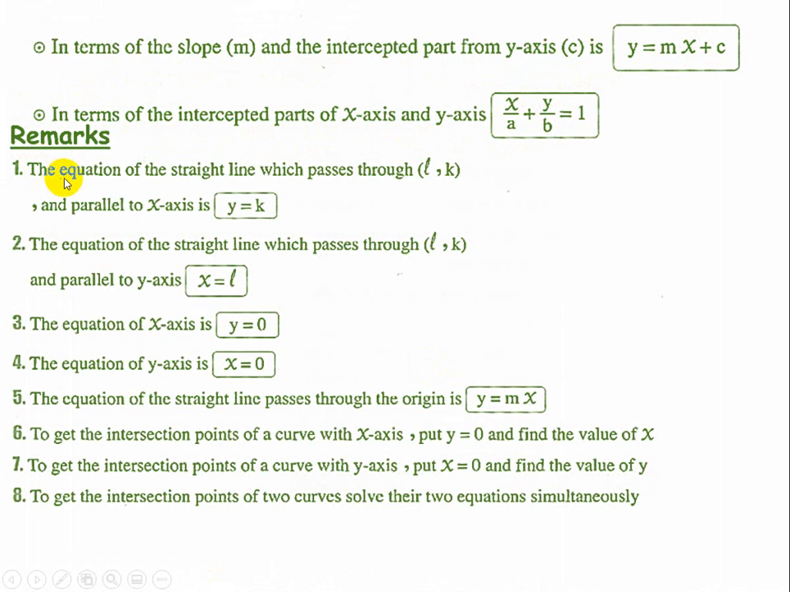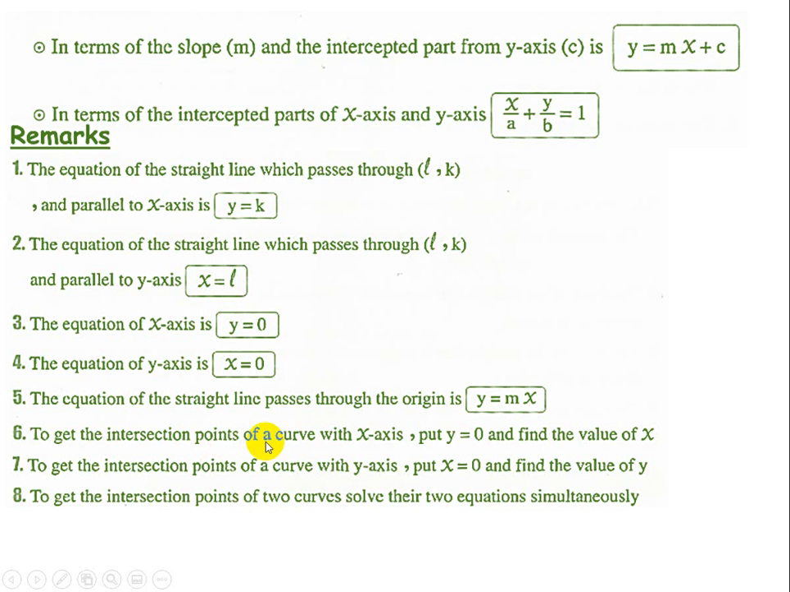Remarks. Number 1, the equation of the straight line which passes through (L, K) and is parallel to the x-axis is y equals k, and parallel to the y-axis is x equals L. The equation of the x-axis is y equals 0, and the equation of the y-axis is x equals 0. The equation of the straight line passing through the origin is y equals mx.